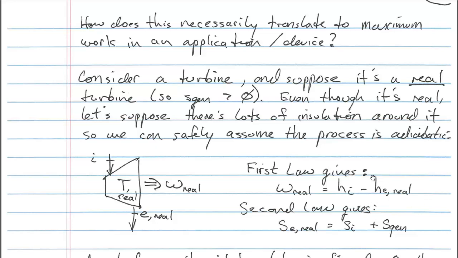But doing a second law analysis will reveal some insight for us to know how this real work compares to the ideal work. So the second law tells us that the exit entropy for the real exit state, so SE comma real, is equal to the inlet entropy plus entropy generation. Remember that this is a real turbine, so this S-gen term is going to be present and it's going to be positive.